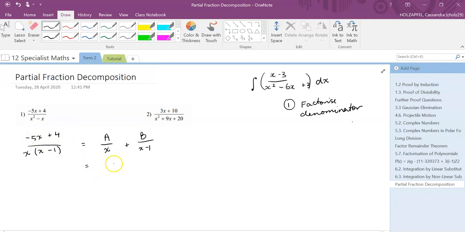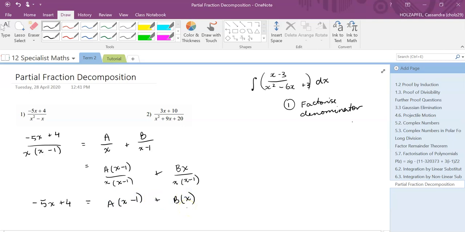Now, when we're adding fractions, we should have things that have the same denominator. So to do that, I'm going to multiply this by the other factor. So this is now going to become a times x minus 1 over x times x minus 1. And then I'm going to do the same thing to this, making sure that denominator is the same by multiplying it by x. So this is going to become bx over x times x minus 1. And so I hope you can appreciate that negative 5x plus 4 is going to be equal to a times x minus 1 plus bx.